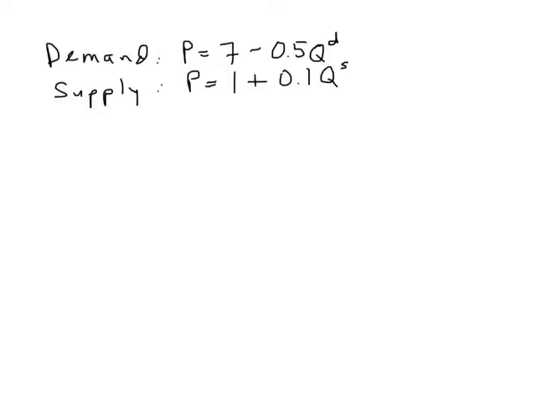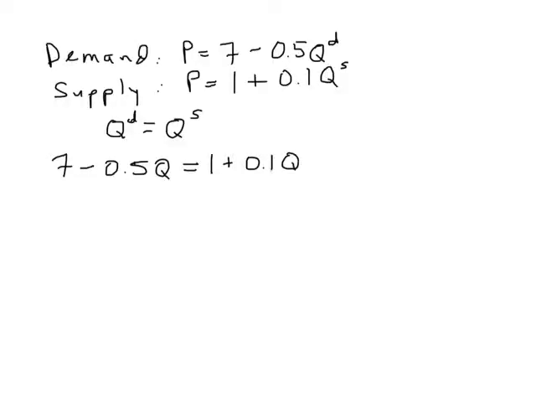First, the algebra. We have a demand and supply curve. We know that the equilibrium condition is the quantity demanded and the quantity supplied are equal. So that lets us set that price is also the same. So 7 minus 0.5 Q, we'll just call it Q because it stands for both QD and QS, equals the equilibrium price, 1 plus 0.1 Q. That's what we can do because one price is the same as the other.